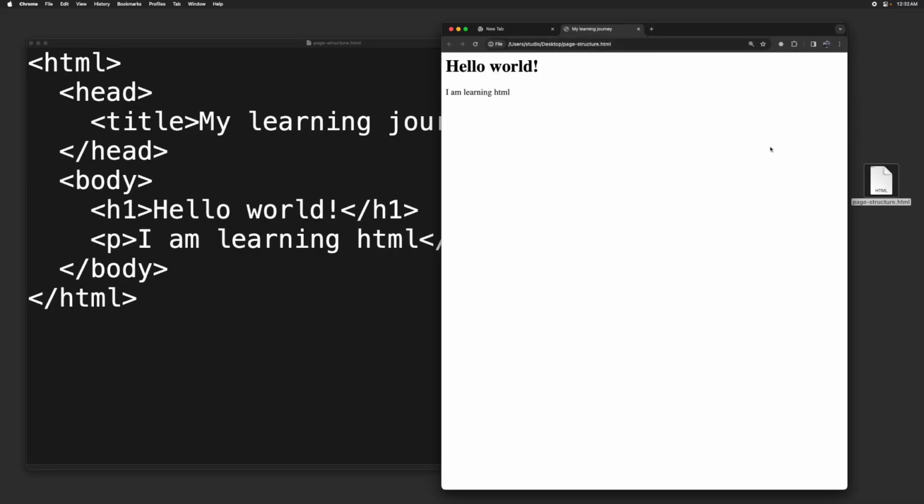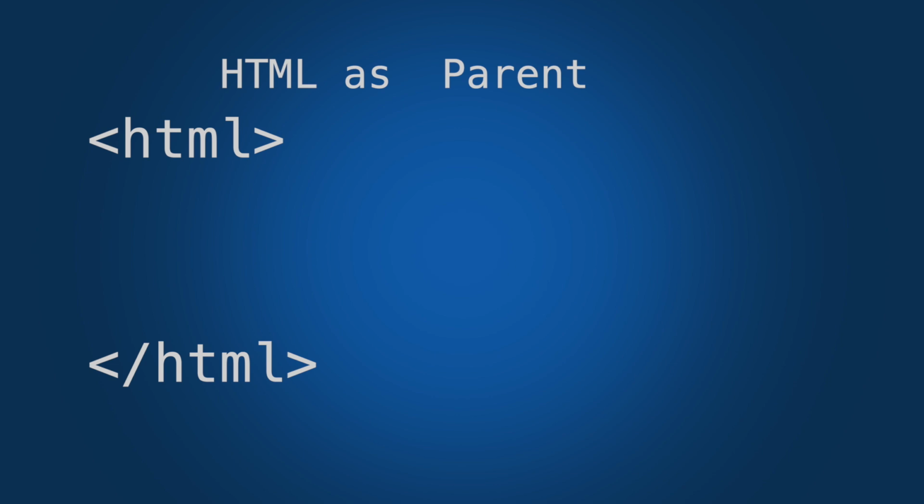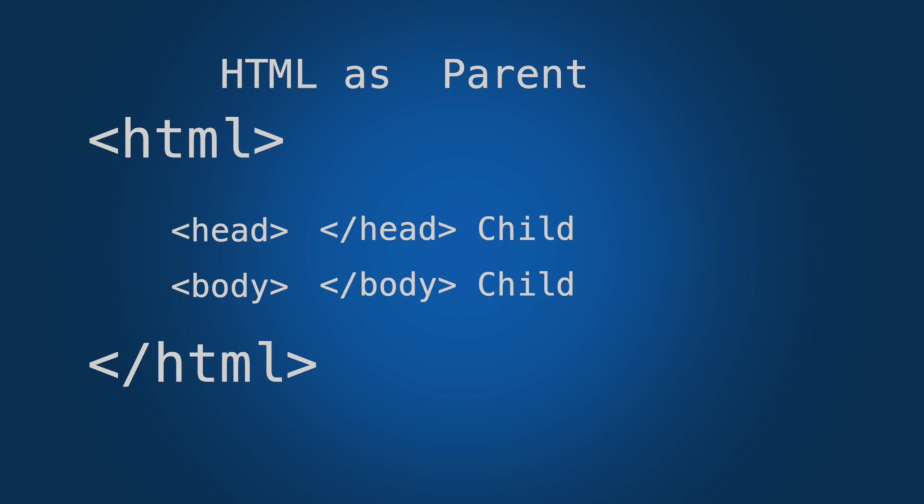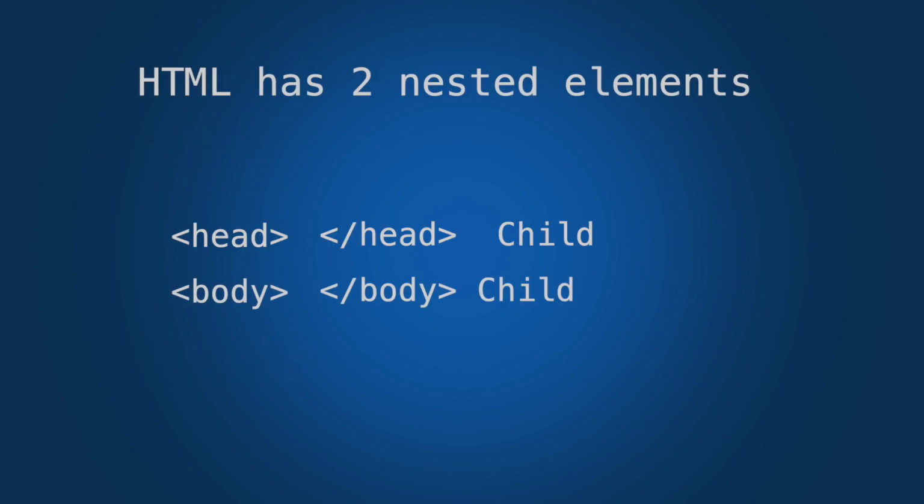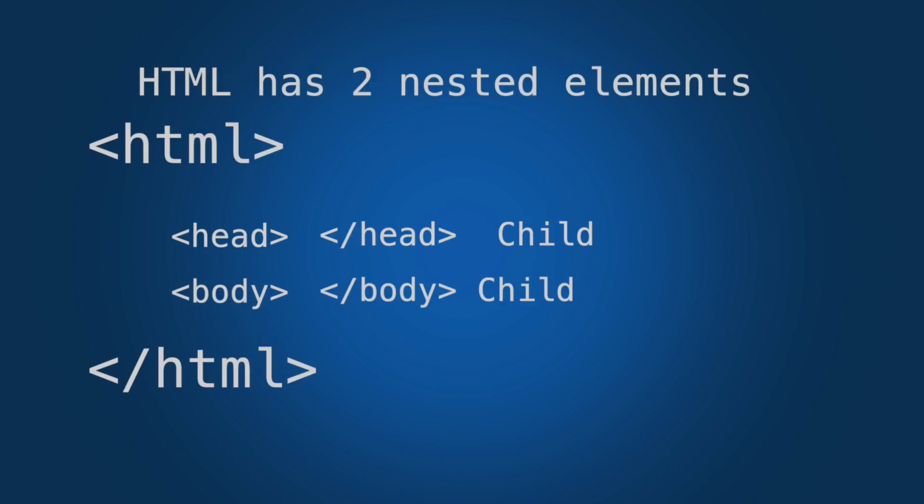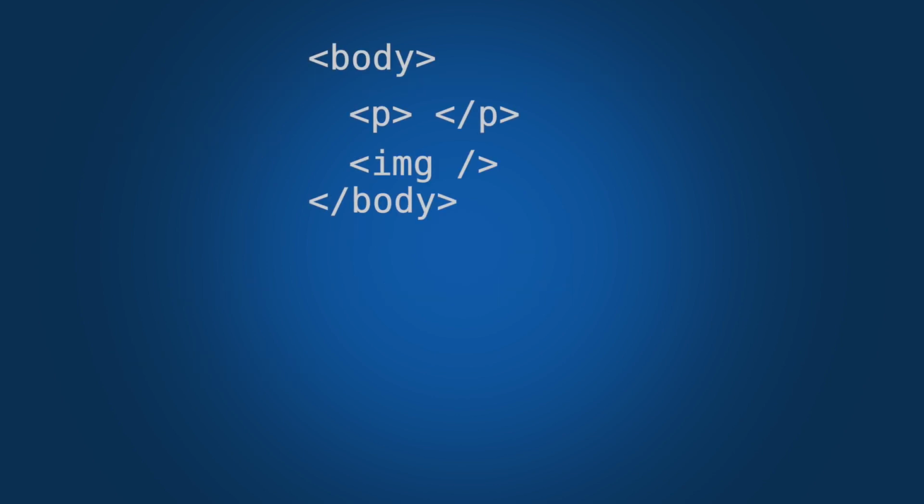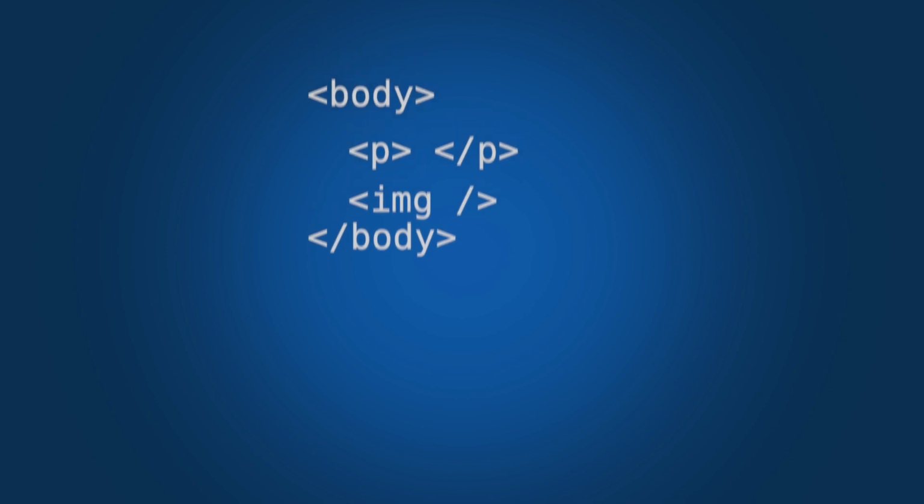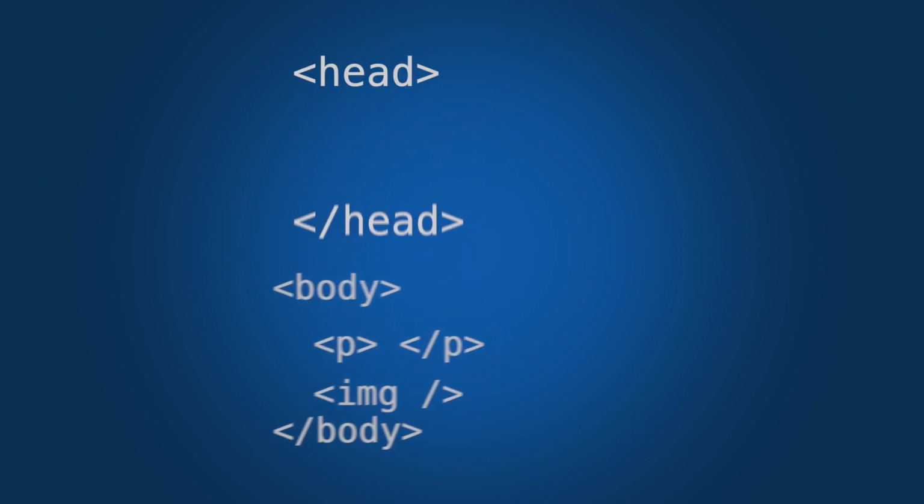So now you know the HTML document structure and what it contains. Let me take this time to summarize the page structure using family terms and computer science or programming terms. Let's start with the family term. You can say HTML has two children, the head and the body. Now to the computer science term, we say head and the body are nested inside the HTML. It is up to you which term you want to use to understand the page structure. The point is to understand that our content will go inside the body and our page settings will go inside the head.